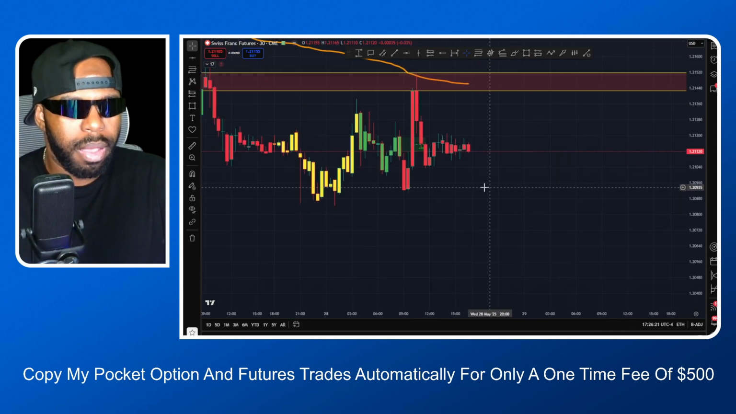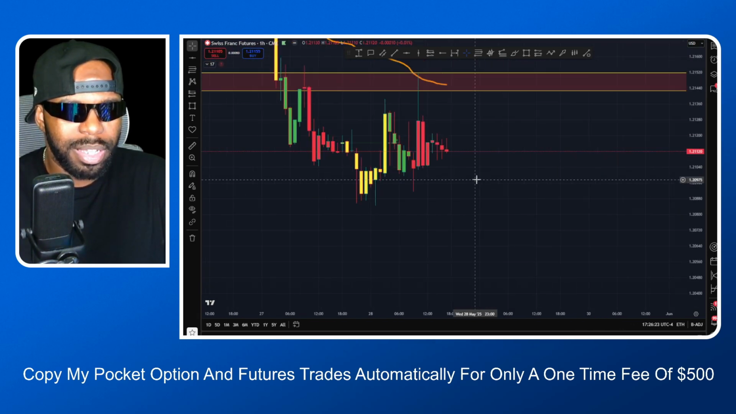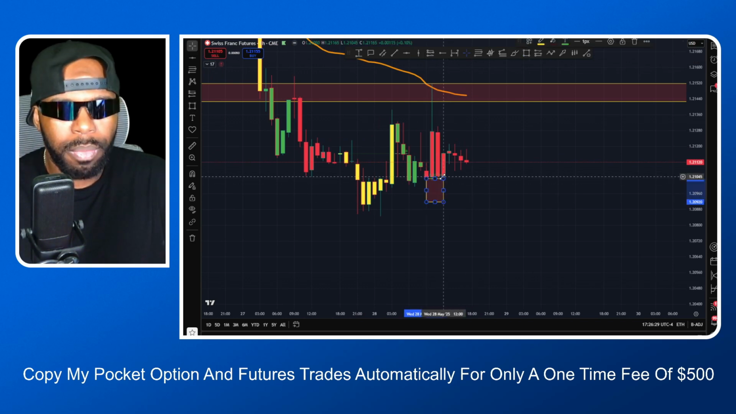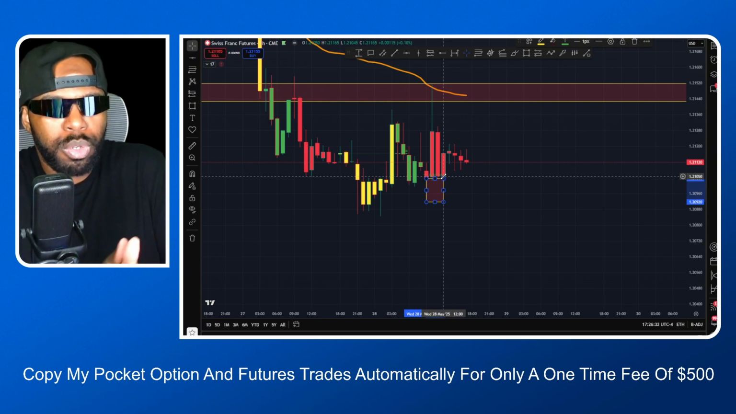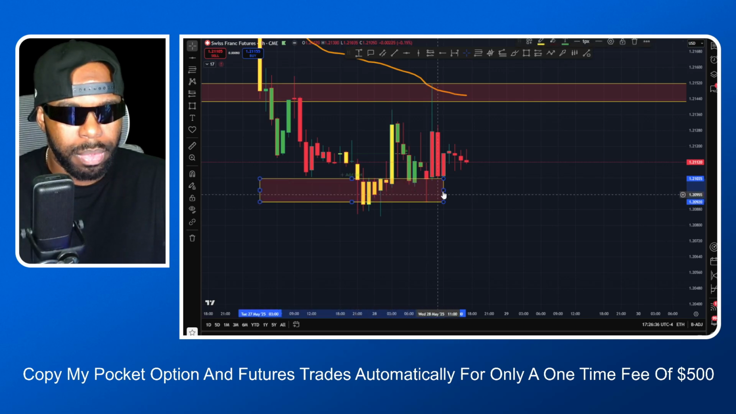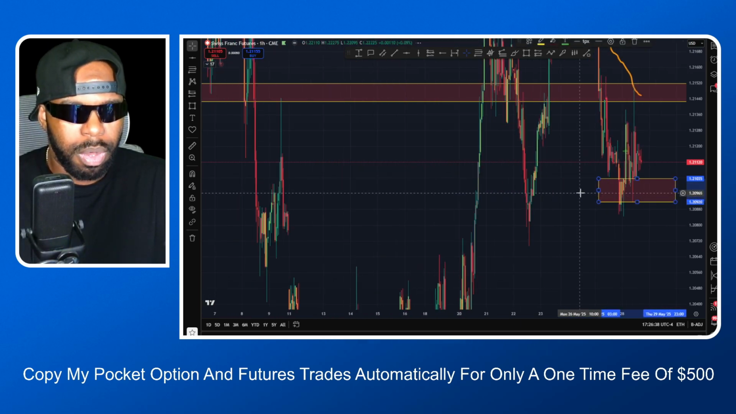Okay. Now I want to look for my US session low of today. This is today's US session low, and remember, I'm preparing myself for tomorrow's US session. Okay, that's all I'm doing. As you can see, I'm drawing my zone here.